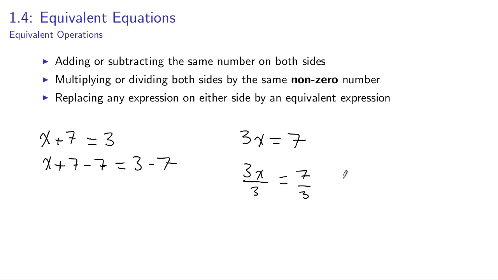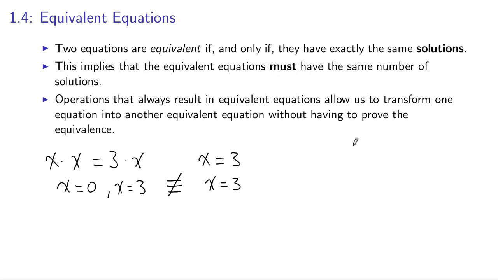However, what we cannot do is multiply or divide by a number which might be 0. In fact, we saw an example of this here. Here we have x equals 3, and this equation on the left is the same as the equation on the right, but multiplied by x on both sides. However, this is not an equivalent operation because x might be 0. And in fact, 0 is a solution to the equation on the left, but not on the right, as we showed previously.